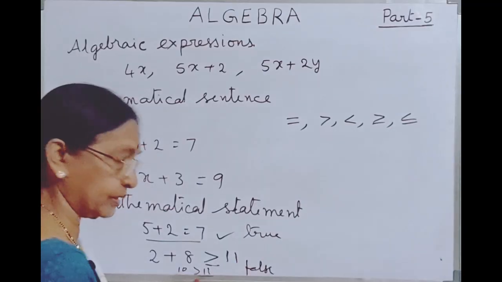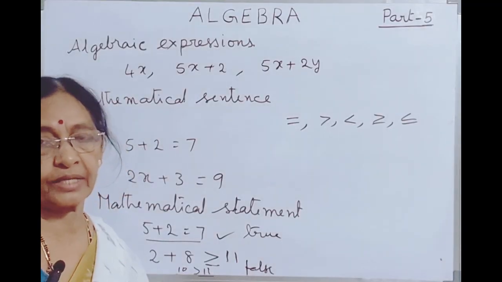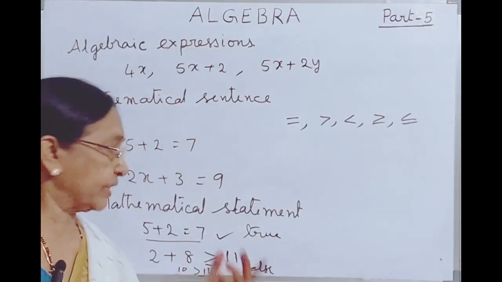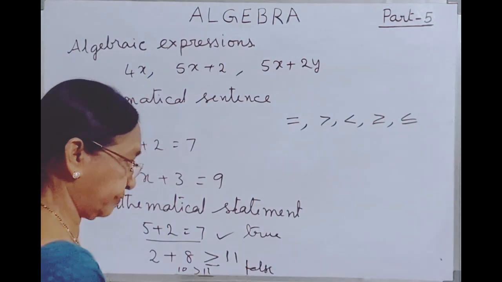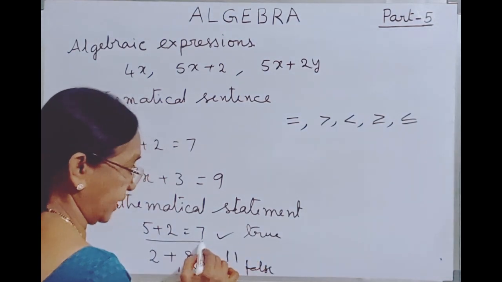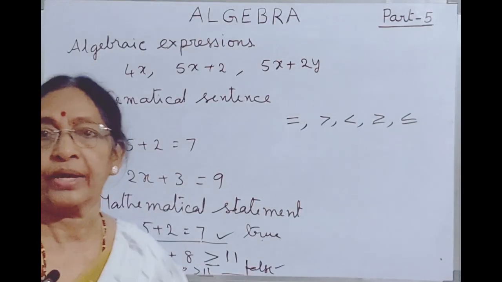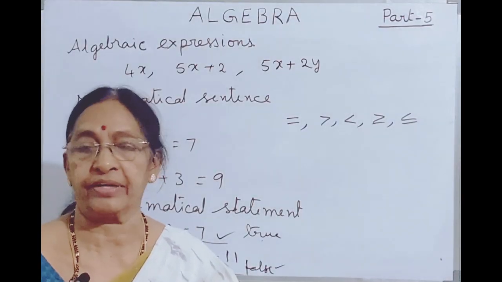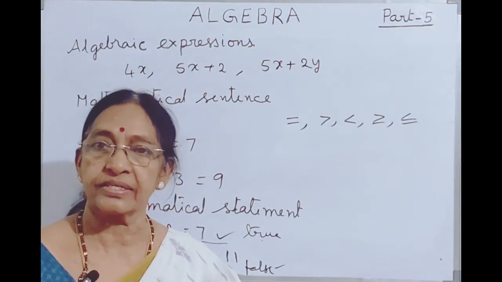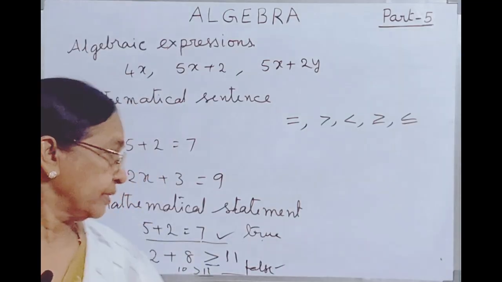A mathematical statement can be verified whether it is true or not. So this statement is true and this statement is false. So a sentence which can be verified whether it is true or false is called a statement.